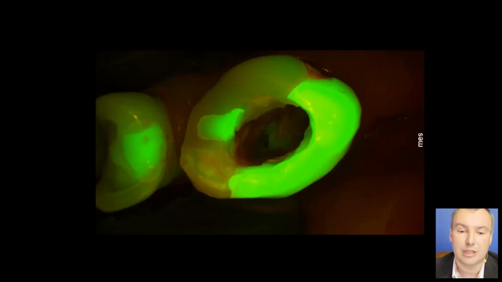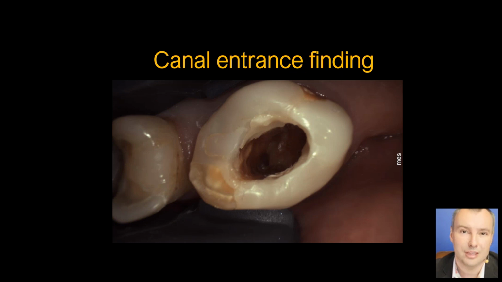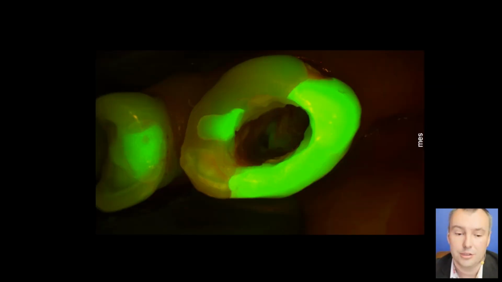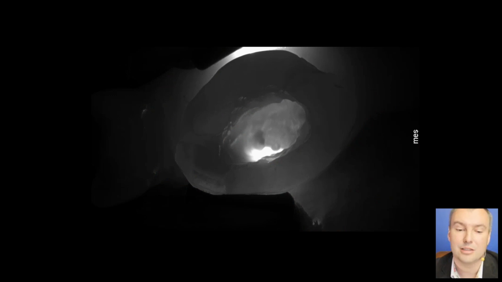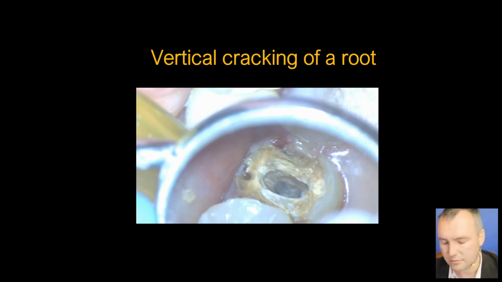Also, from time to time, it is easier to find the canal entrance. It's not always working, but it helps. Try it. If you don't see anything, also in fluorescence mode, but with DiagnoCam transillumination mode, sometimes you see more light coming through the opened canal than through the rest of the tooth. Also very good for documentation and finding.